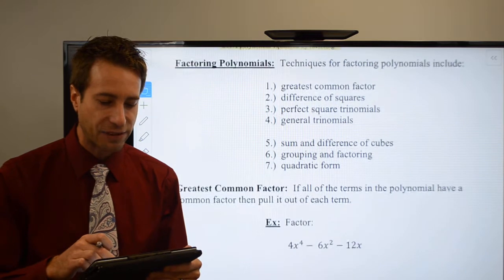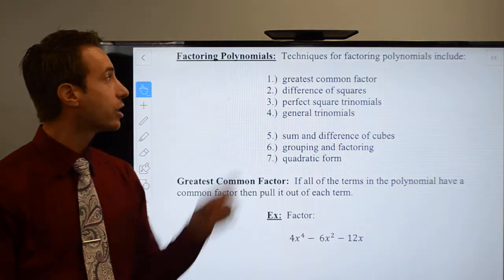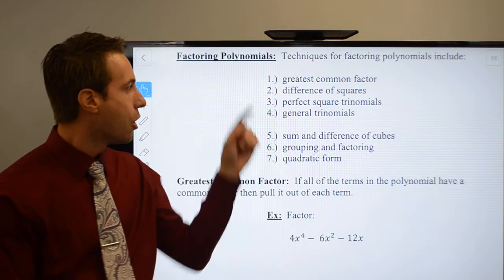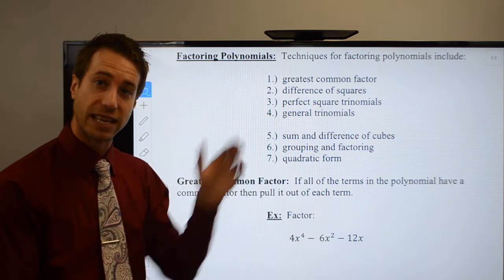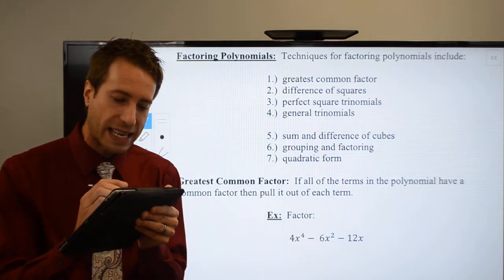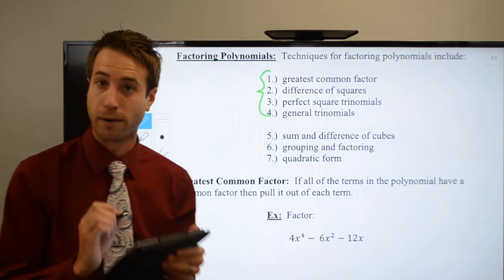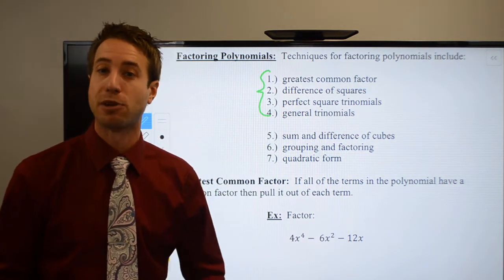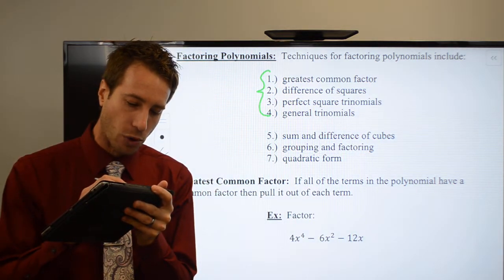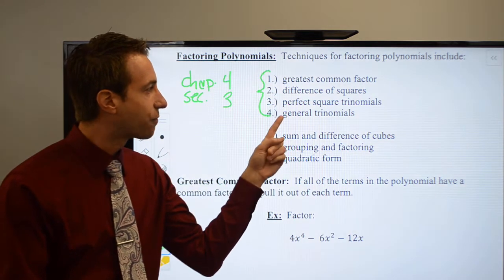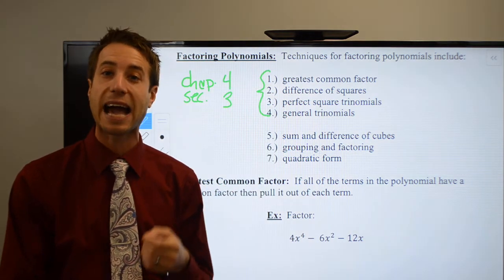What I've done for you is I have listed out all of the techniques that we're going to use in this section, chapter 5, section 5, for factoring polynomials. Now, there are 7 in this list, and the reason I've got this list split up is because of this. You should recognize these first 4, all right? We have looked at these first 4 factoring techniques back in chapter 4. Actually, they're from chapter 4, section 3. We learned these 4 techniques for factoring when we were looking at quadratics.